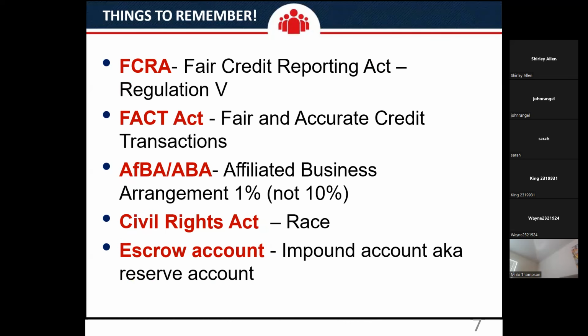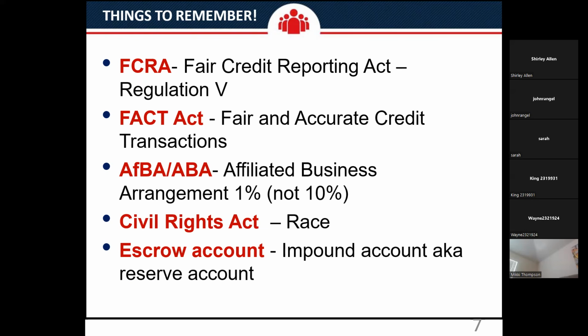FCRA, Fair Credit Reporting Act, is also known as Reg V. The Fair Credit Reporting Act governs the 3 credit reporting agencies called the CRAs: Equifax, TransUnion, and Experian. And then we have the FACT Act, FACTA, Fair and Accurate Credit Transactions. It comes under TILA. They've all been added into TILA. It basically deals with identity theft and proven identity.